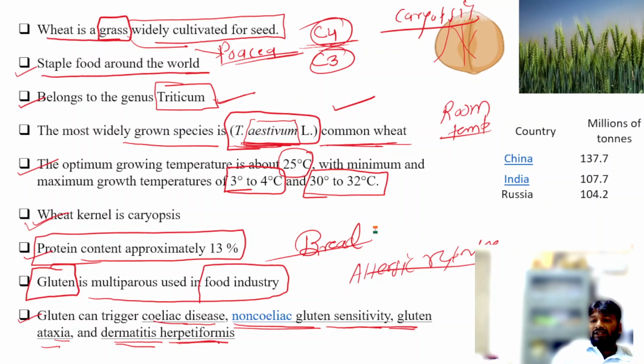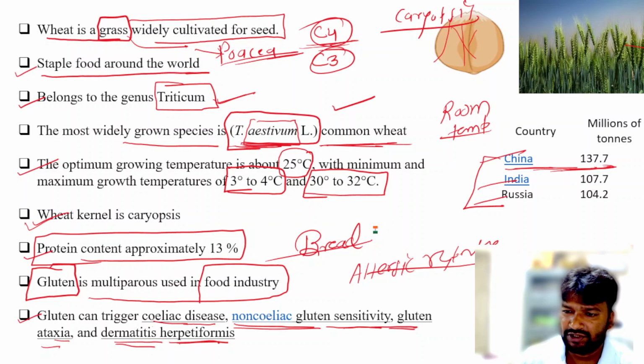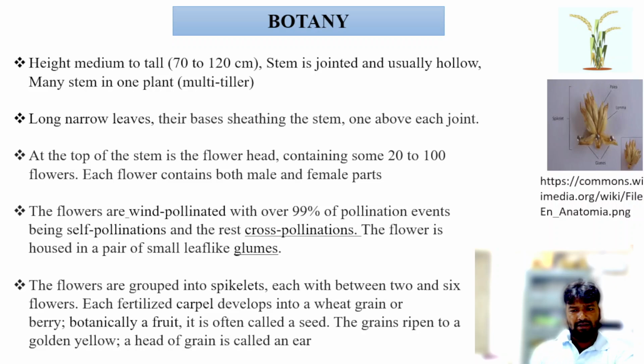So this is the wheat crop field, and these are the top 3 countries producing wheat, top growing and top producing wheat: China, India and Russia. They are producing more than 100 million tons. Now we come to the botany of the wheat crop.